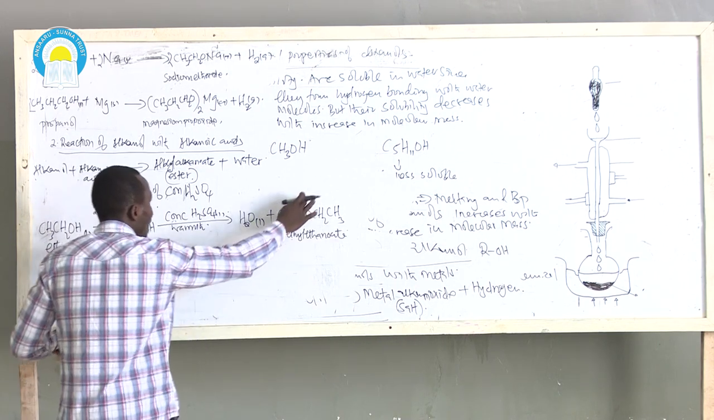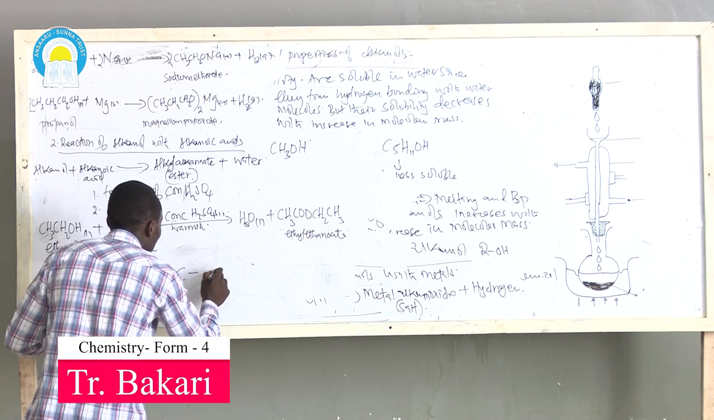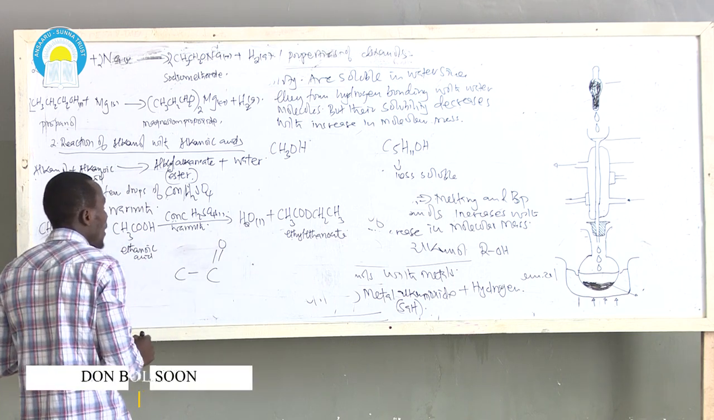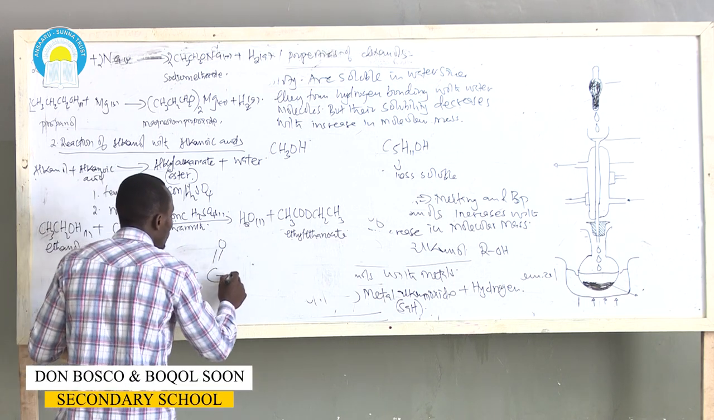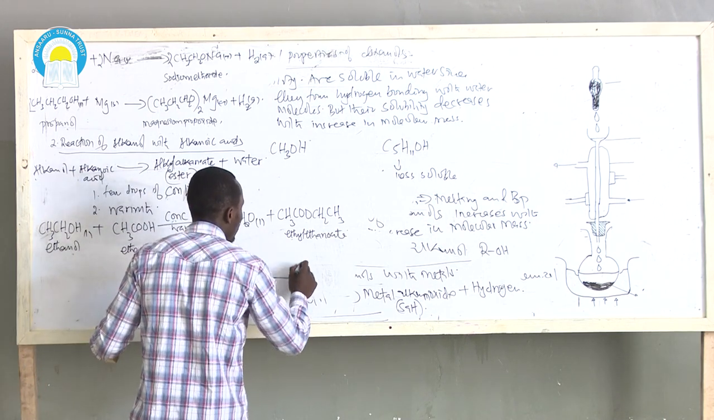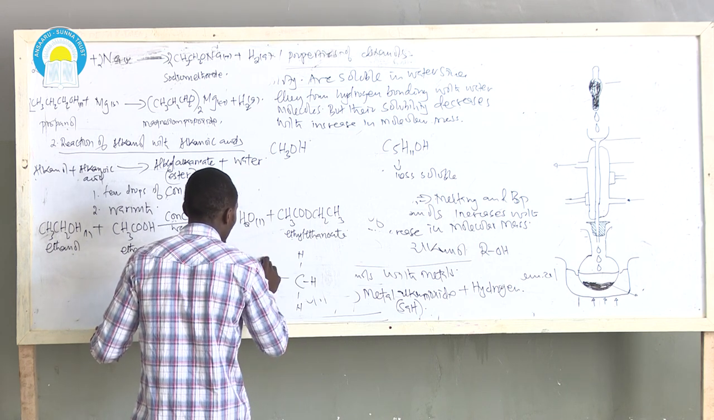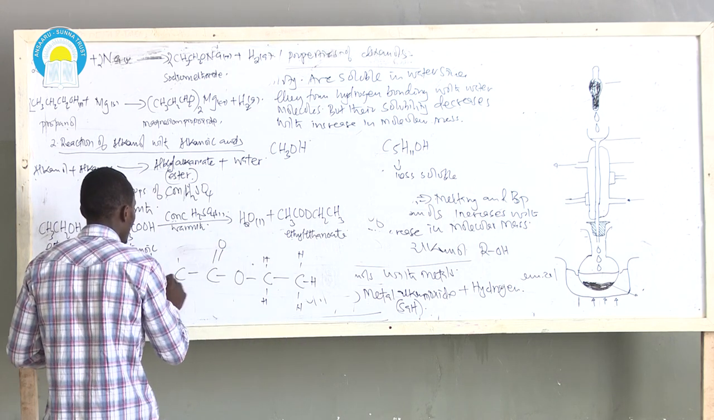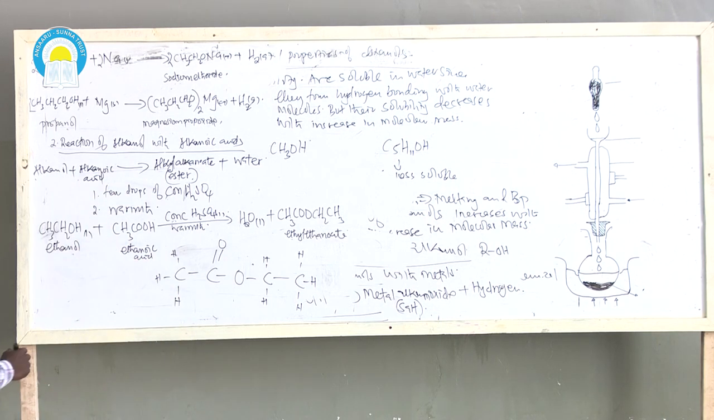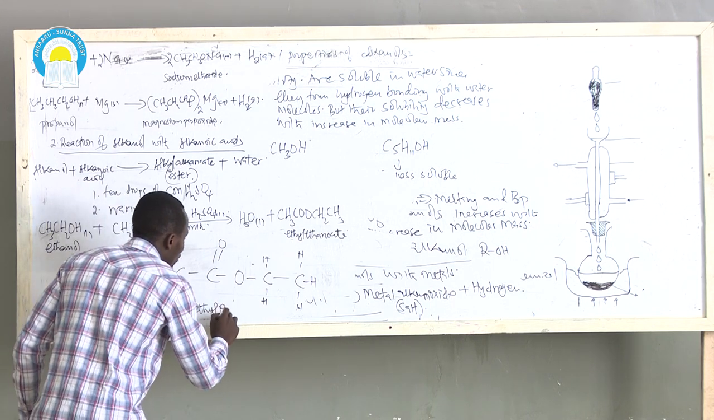CH3CH. So the structure of the ester is going to be C. We have here an oxygen which forms a double covalent bond with the carbon atom. Then we have this oxygen again joining with that. Then we have this one. This is hydrogen, hydrogen, hydrogen. This one has two hydrogens. This one, hydrogen, hydrogen, hydrogen. That is the structure of the ester named as ethyl ethanoate.